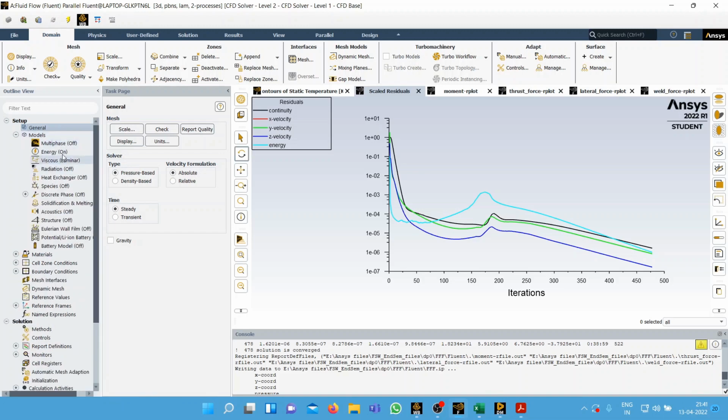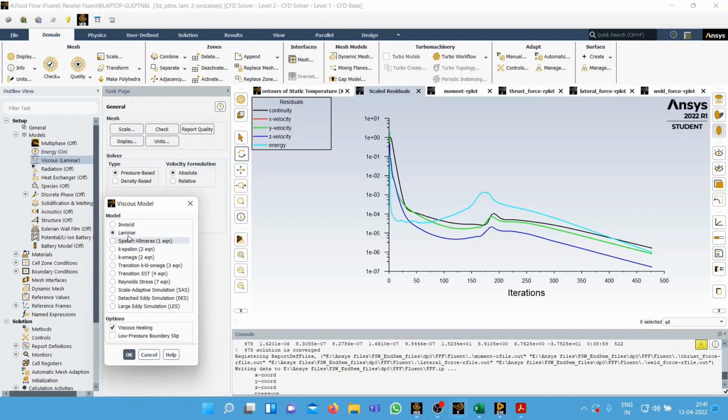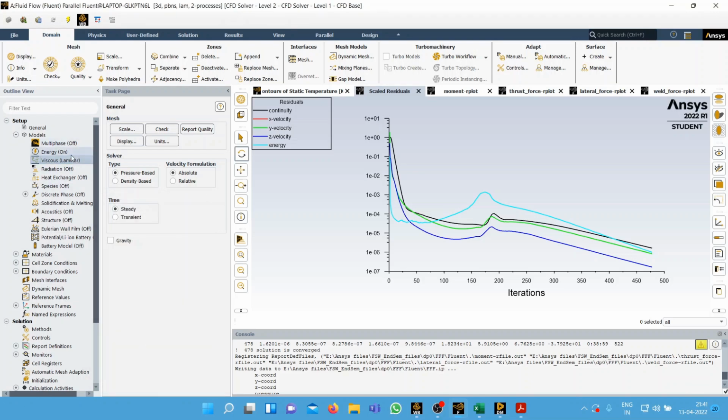And in the model I have turned the energy equation on, because the flow of energy is going to take place, as it is a thermomechanical analysis. And the fluid I have assumed to be laminar, that is laminar flow in that weld region with viscous heating. It is necessary to provide these things, and only these two things are provided and everything is kept as off.